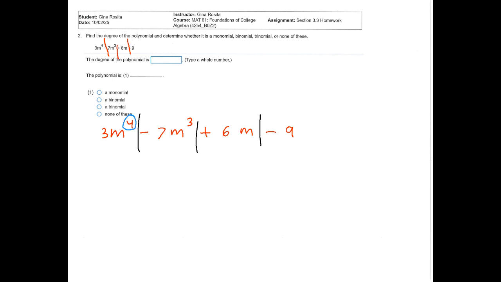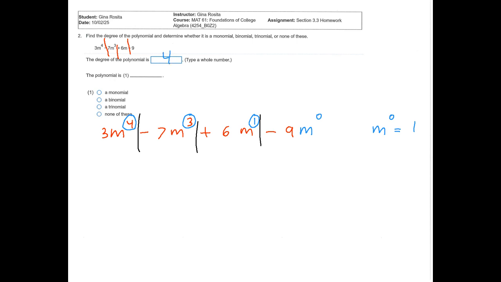The second term, the degree is 3. For 6m, I can put 1 over here, so the degree is 1. For the negative 9, I can put m to the 0. Remember, m to the 0 is equal to 1. If the exponent is 0, it is always 1. Okay, so now you can see the degree of the polynomial is 4.